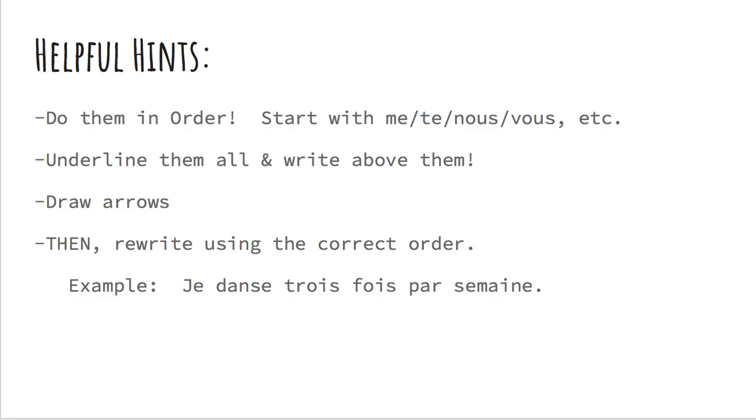If you try to do step 1, 2, 3, 4, and then go back to 1, 2, 3, 4, you're going to end up doing the sentence 100 times. So I would definitely do them in order, write them all above, draw your arrows, then worry about rewriting the sentence. I hope this helps.